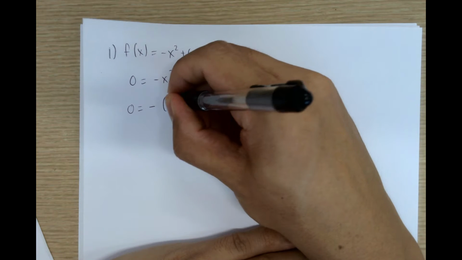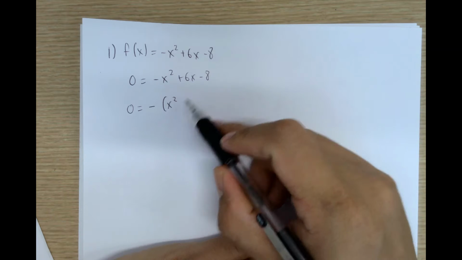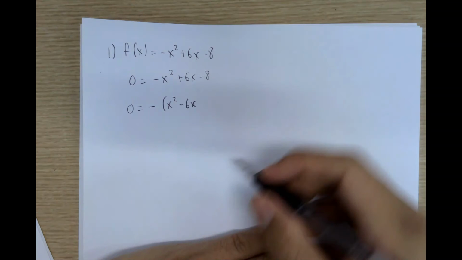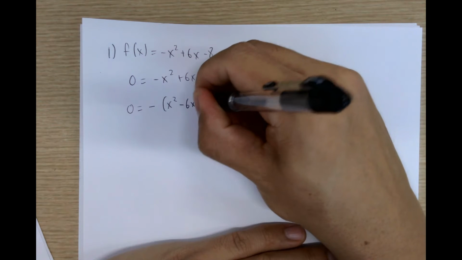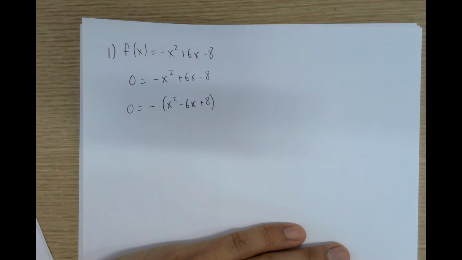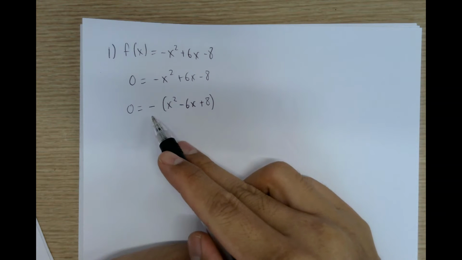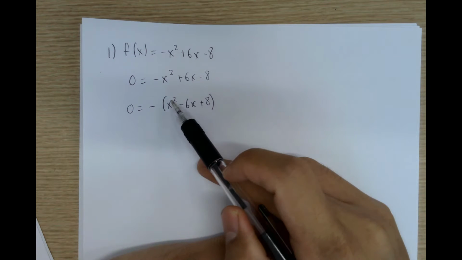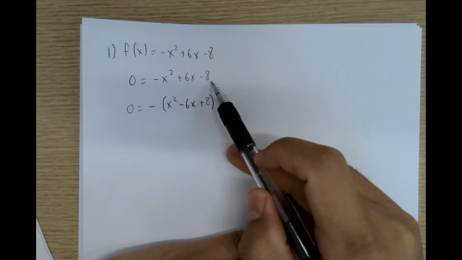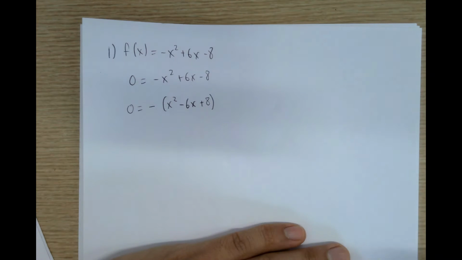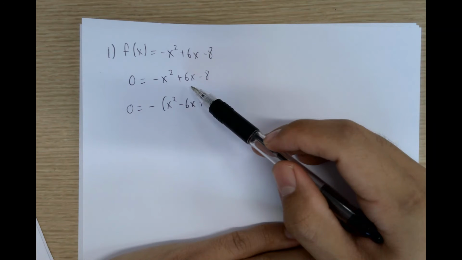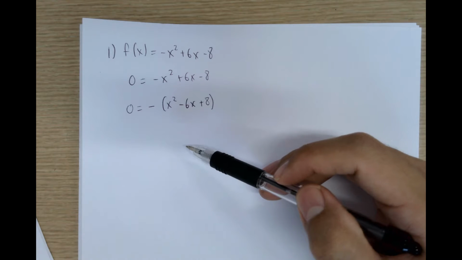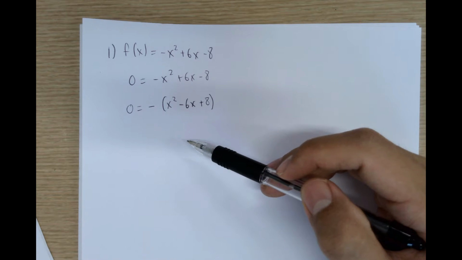So your negative x squared becomes positive x squared. Your positive 6x becomes a negative 6x. And then your negative 8 becomes a positive 8. Okay. So again, we're factoring out a negative from the negative x squared, which becomes positive x squared. Then positive 6x becomes negative 6x, and negative 8 becomes positive 8. So again, we're taking a negative from each one of them. The reason that a positive 6x becomes a negative is because a negative times a negative equals a positive. So if you take out a negative, it becomes negative.